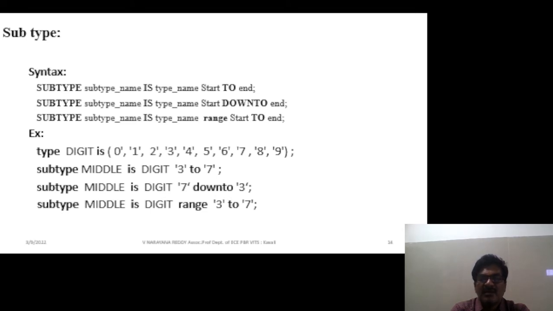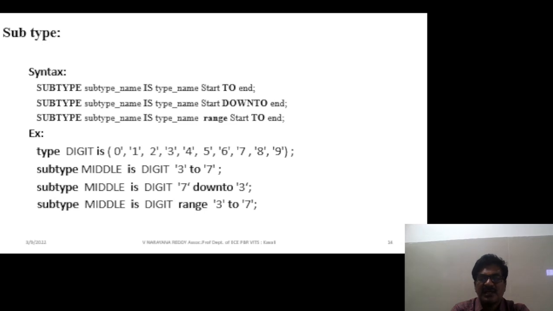In this way also you can mention. Here also digit is a parent data type, but middle is a child data type. How many values here? 7 down to 3: 7, 6, 5, 4, 3. Again 5 values. Another model is the same type you can declare in another way, with the only difference in mentioning the range.